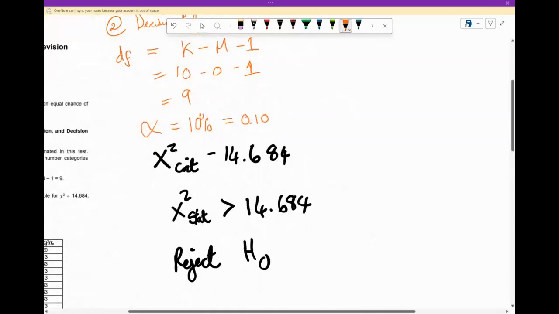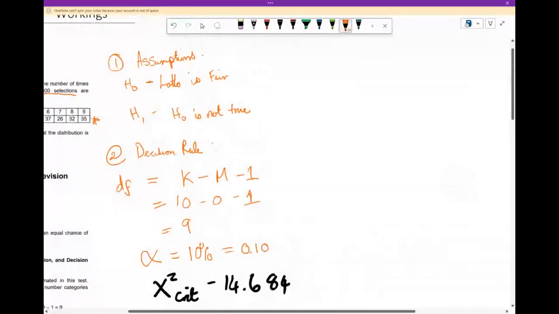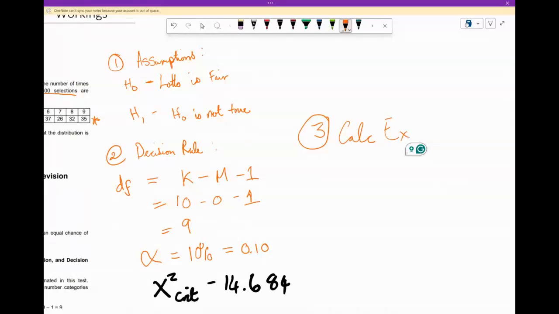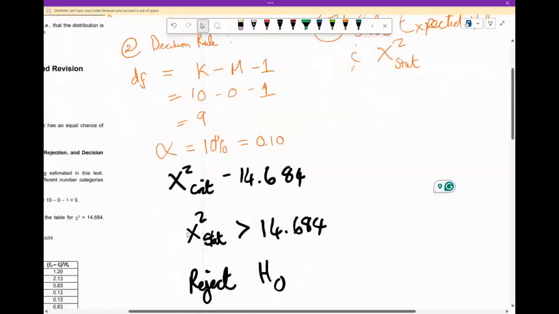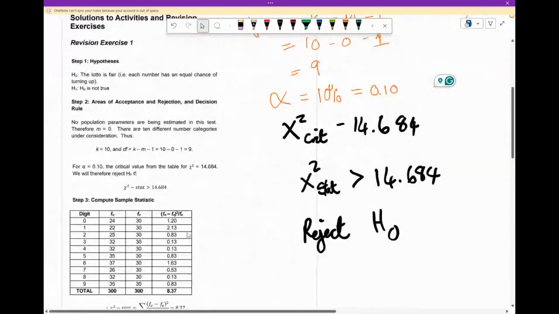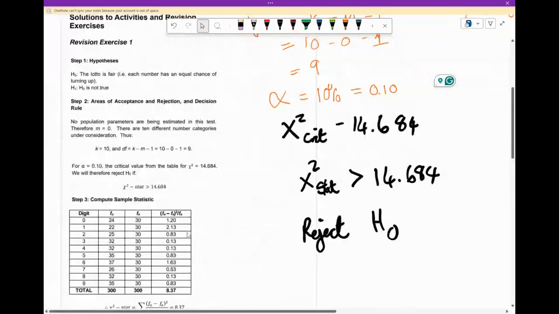So we've got our decision rule. Now we need to move to step number 3. What did we say step number 3 was? Calculate the expected value and our chi stat. I was trying to do this table to save us some time, but in the interest of time, I'll just copy this one here and we'll just explain it. Let me screenshot.